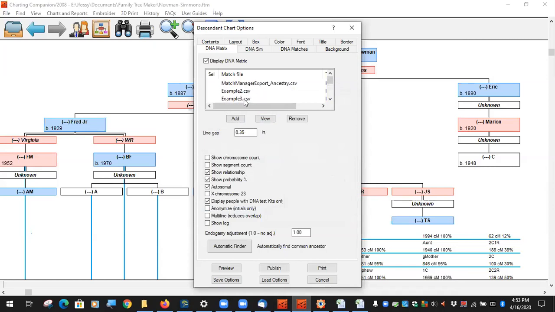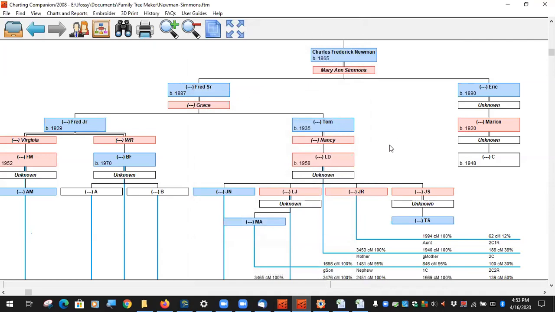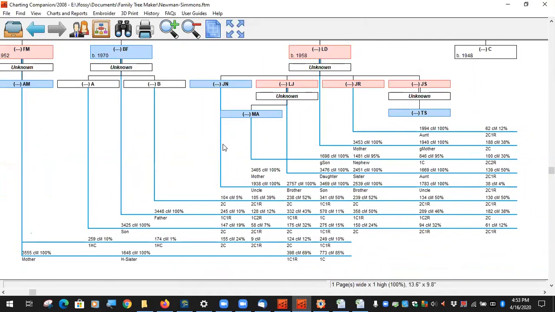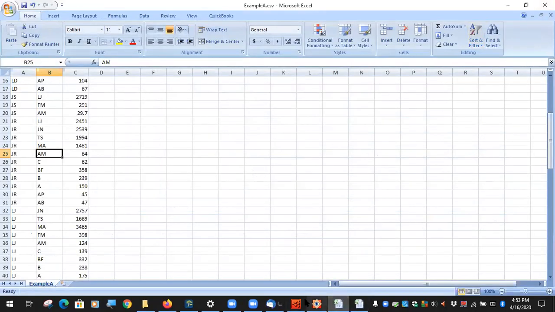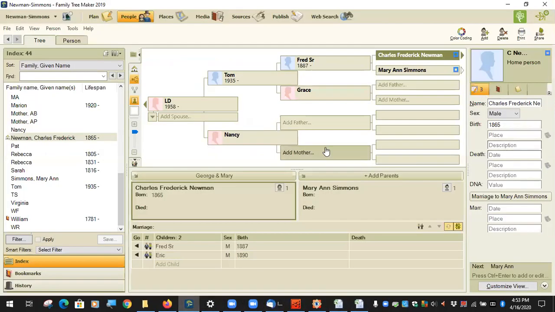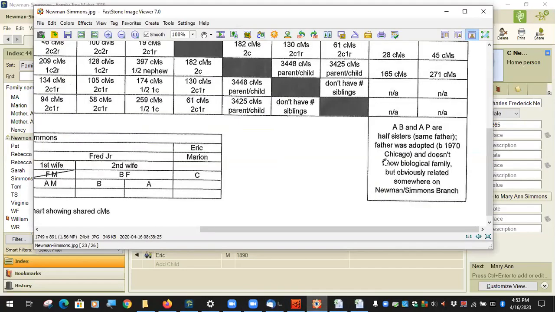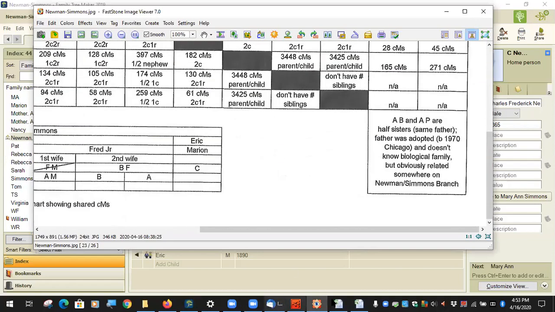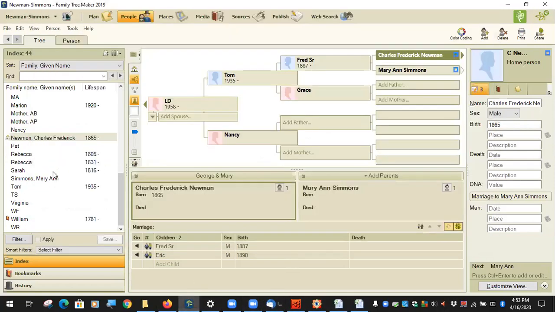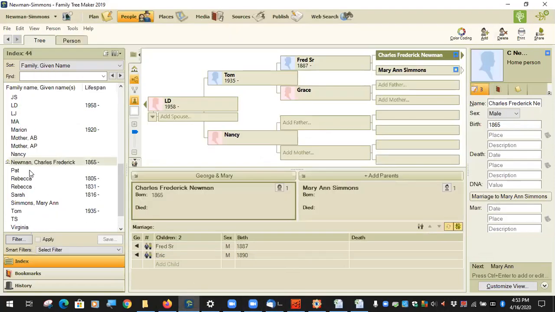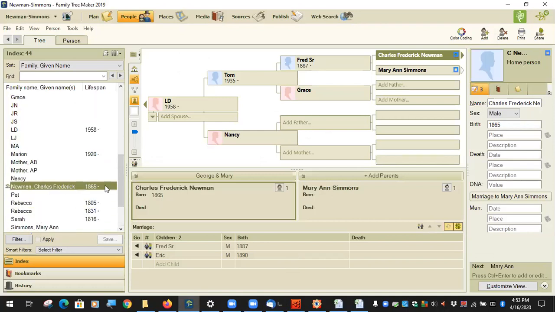Anyway, so now we've got the tree happy, ready for the simulation. Now, I'm going to close this, go back to the tree here. Now I have to put in this father and AB and AP. And I kind of already did that. This Newman Simmons is the home person.